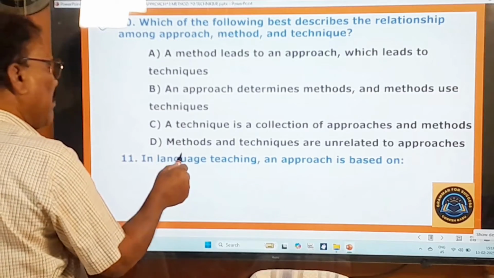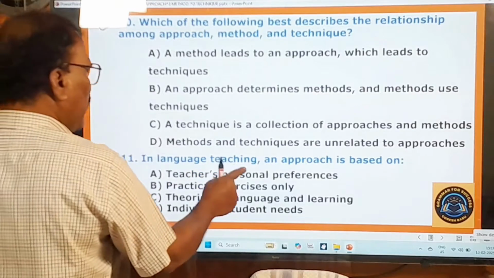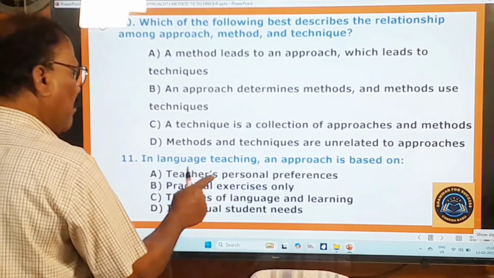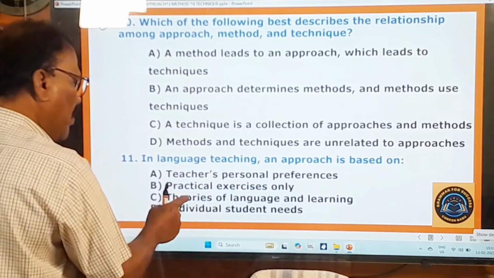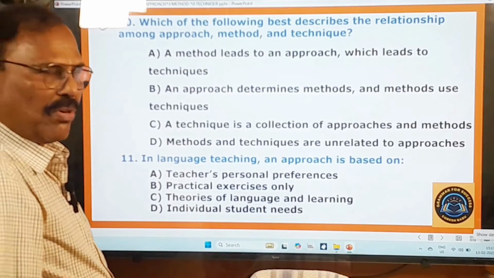Eleventh question. In language teaching, an approach is based on teachers' personal preferences, practical exercises only, theories of language and learning, individual student needs. Come on, now let's move on to other questions.